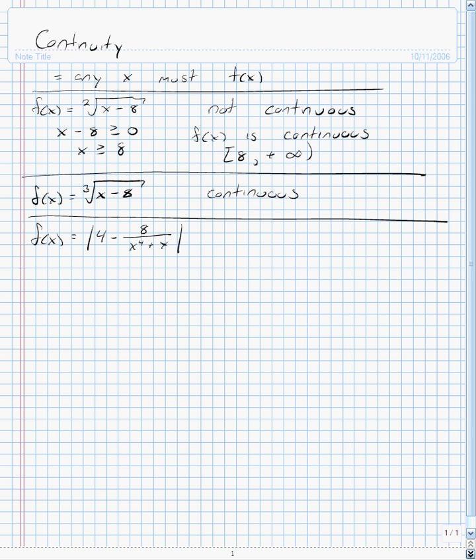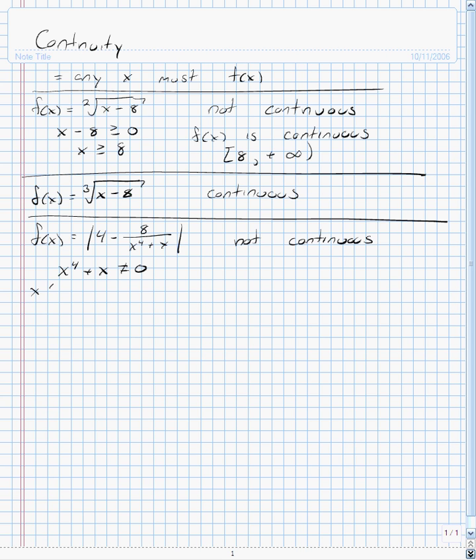But because the absolute value function is continuous everywhere, the only thing that would affect it is the bottom of the fraction. So the bottom of the fraction cannot equal 0, otherwise we'd have an undefined ratio. So this function is not continuous. Now once again we can state an interval for which this function is continuous, and that will be from when x to the fourth plus x is not equal to 0. This function will be continuous.